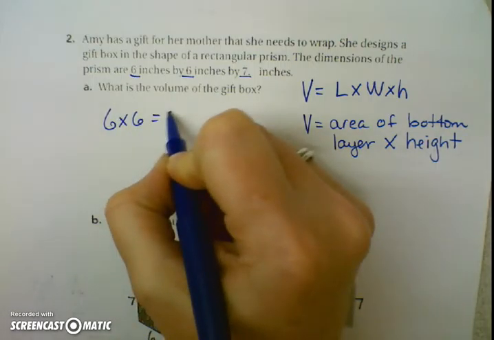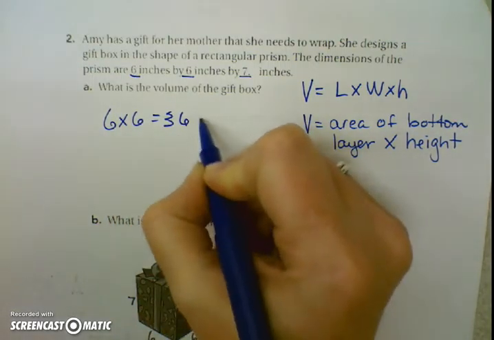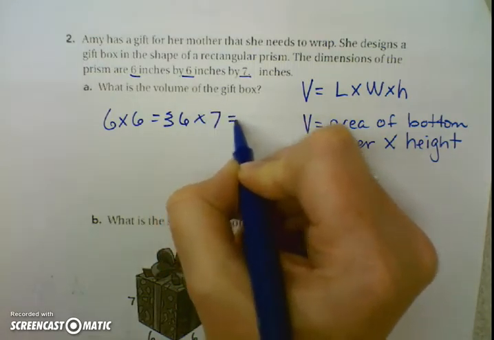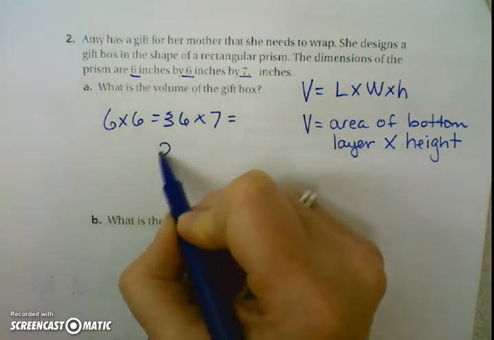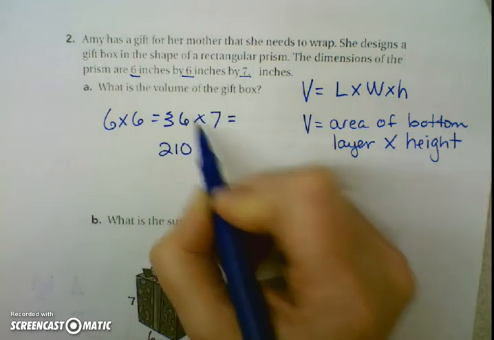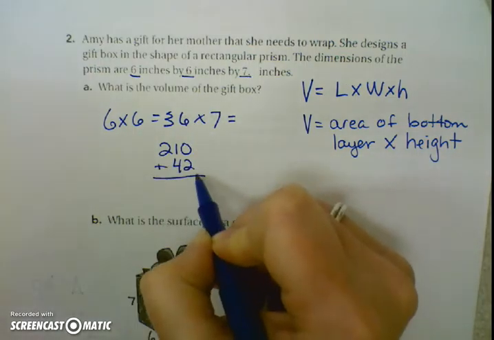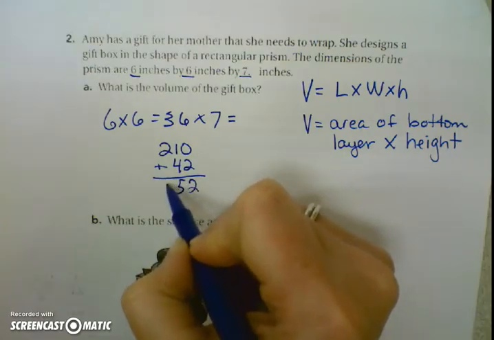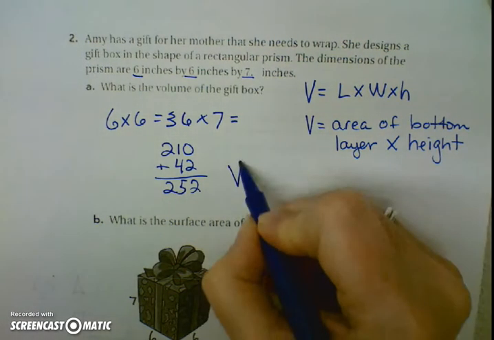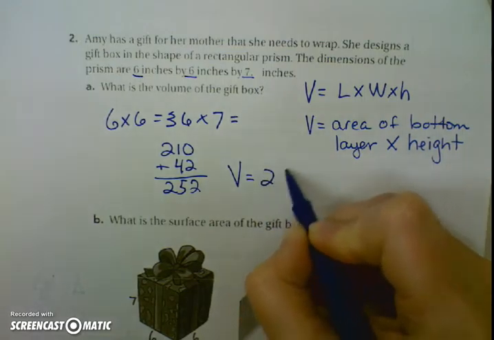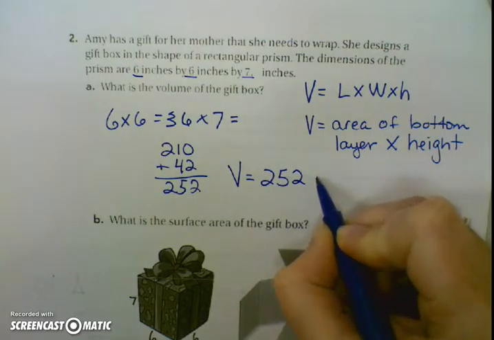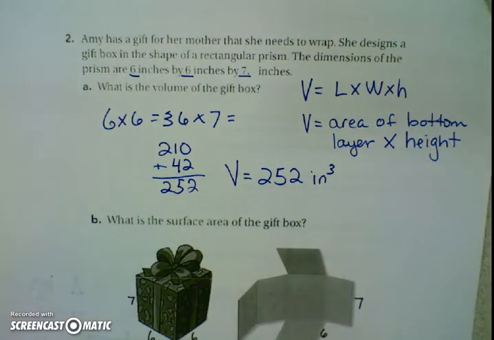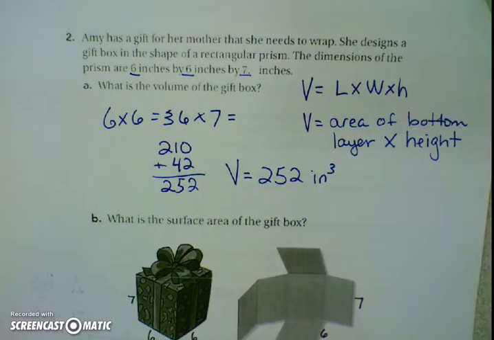6 times 6 equals 36, and 36 times 7, give me a second, 30 times 7 is 210, 6 times 7 is 42, so I'm going to say that the volume of that gift box is 252 inches cubed. So cubic inches. 252 would fit into that box to fill the volume.